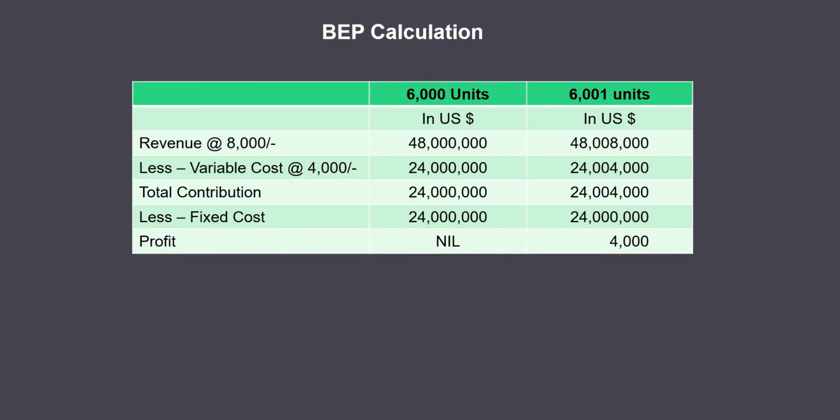So in a nutshell, if you produce 6,000 units, you will not make any profit. The moment you produce more than 6,000, let's say 6,001, you will start making profit. The moment you produce 1 unit more, you will make a profit of 4,000. If you make 6,002, then you will make a profit of 8,000. So this is a further explanation to help understand the break-even point analysis.